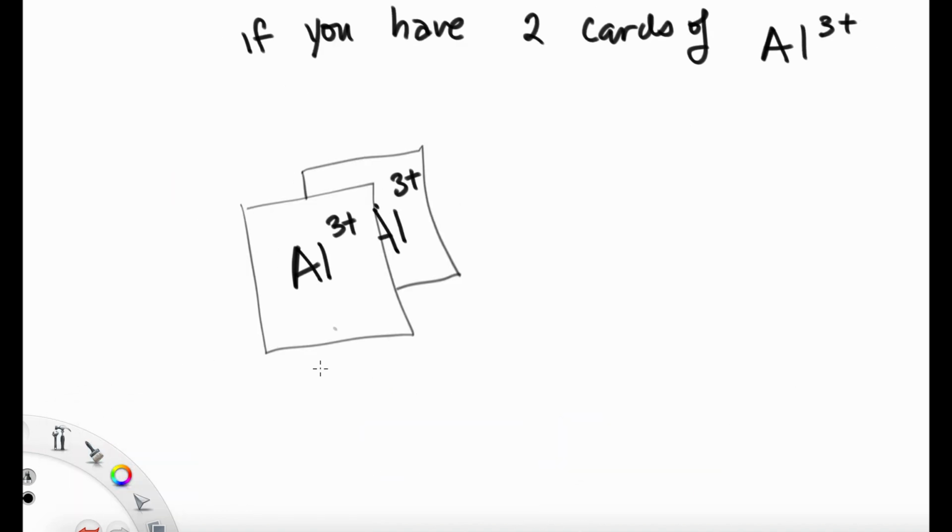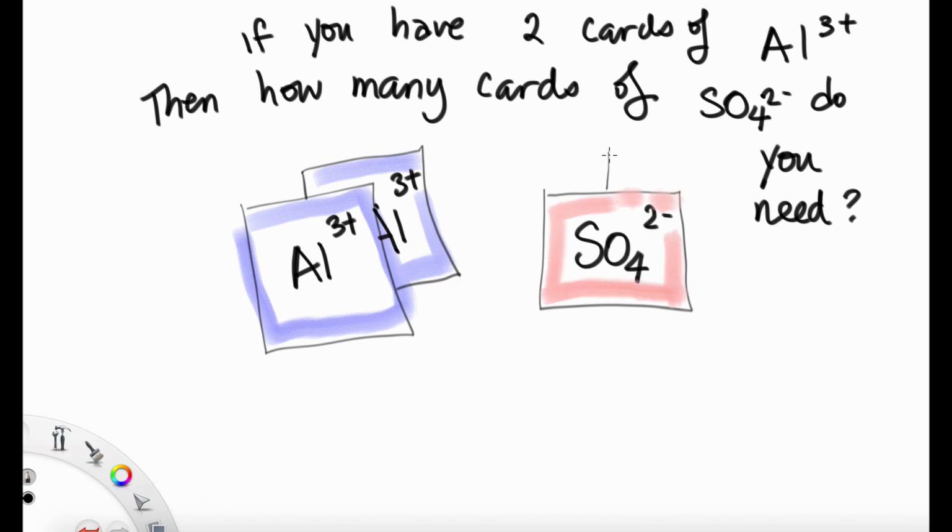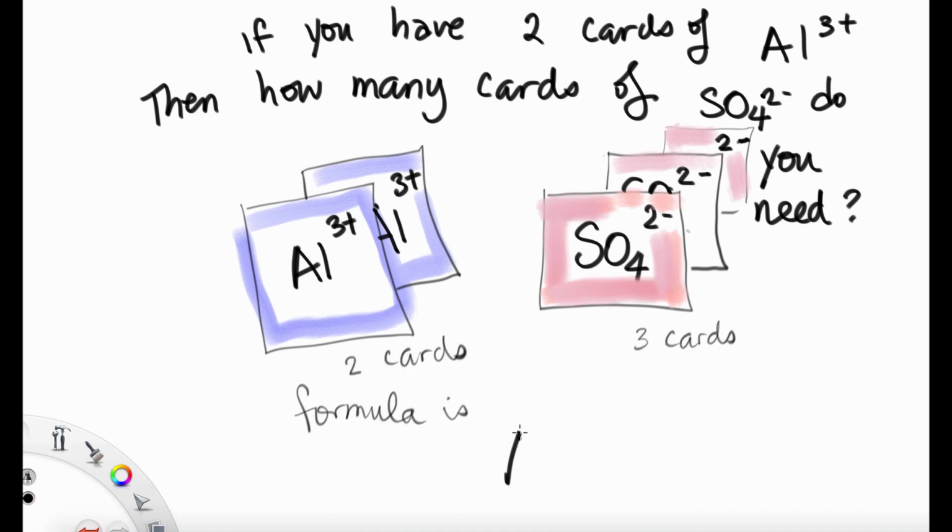If you have 2 cards of aluminum, then how many cards of sulfate would you need? Well, if you said you would need 3 cards of sulfate for 2 cards of aluminum, you would be correct.